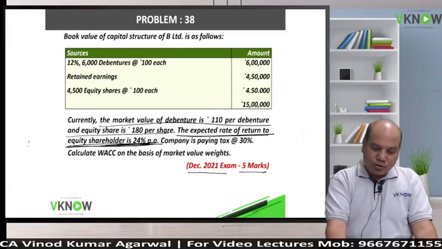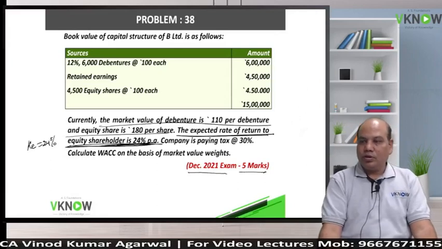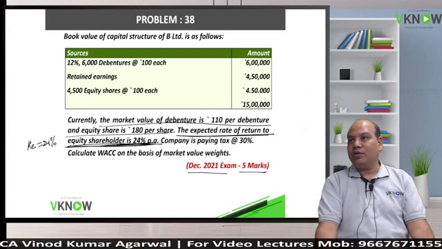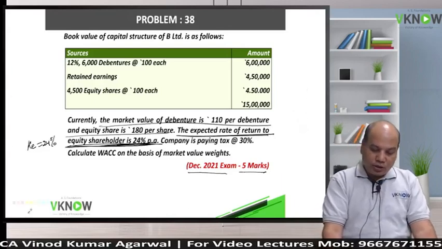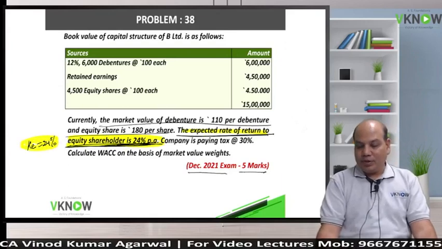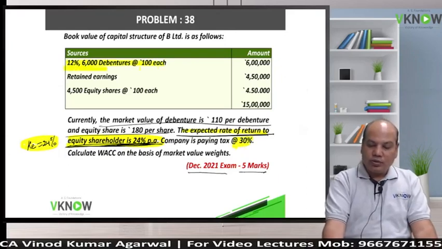This is the cost of equity. Cost of equity is the expected return of equity shareholder. So here the new thing they have mentioned is this line, which means the expectation of the equity shareholder is the cost to the company. Company is paying tax at the rate of 30%. Why is this given? For calculating cost of debenture.